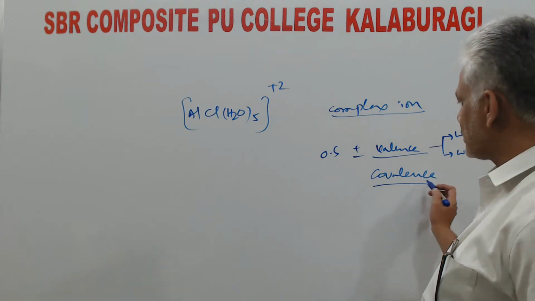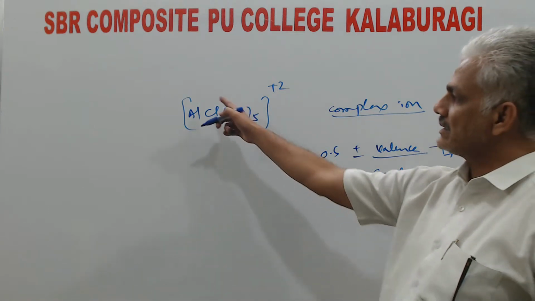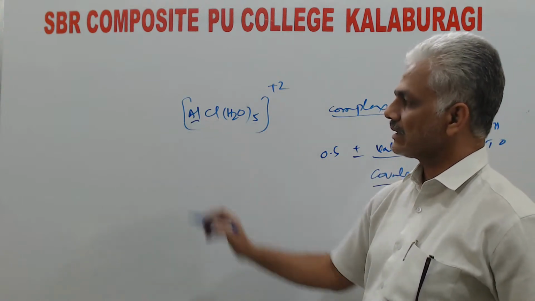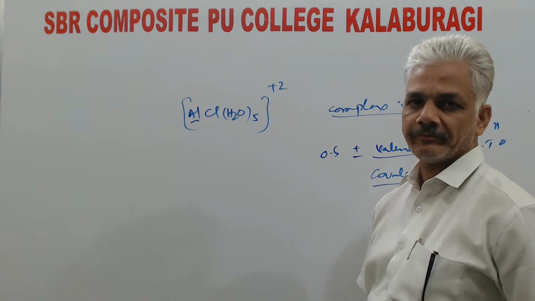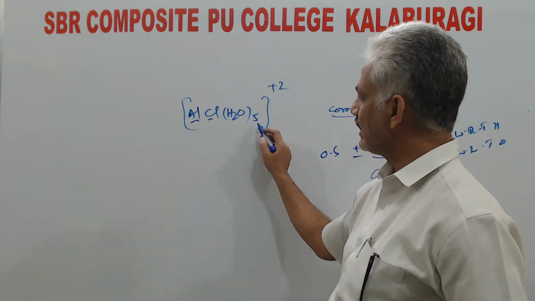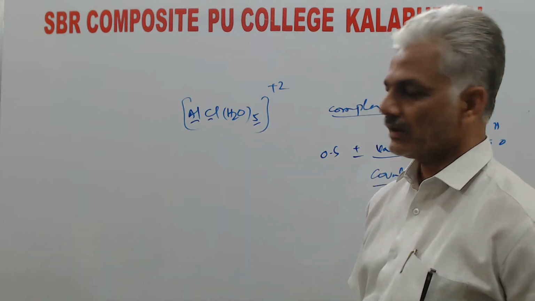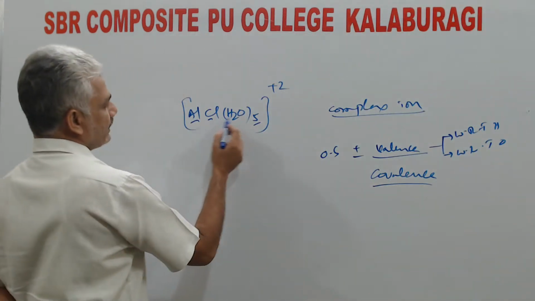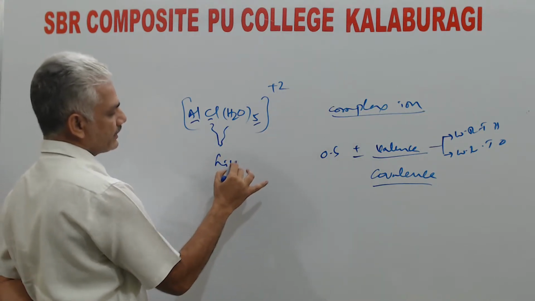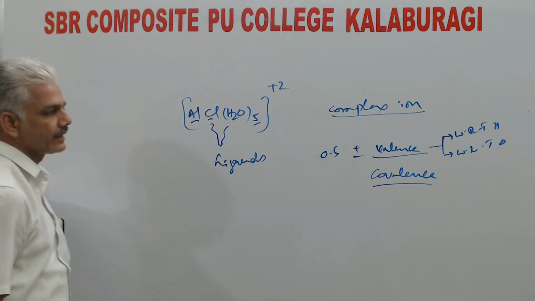So first let us check covalency. This is the complex sphere or complex ion. Aluminium is called the central metal atom. Here it is in combination with one chlorine atom and five water molecules. Therefore, these things in a complex ion are referred to as ligands.